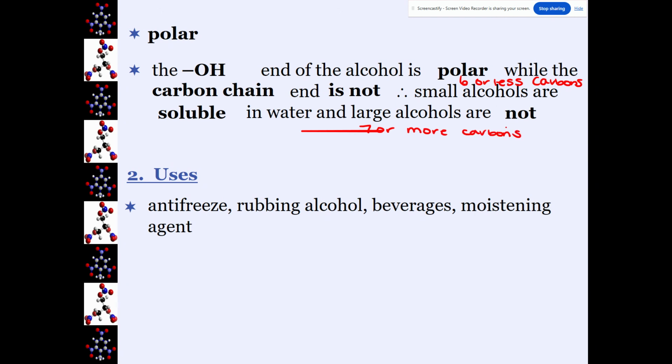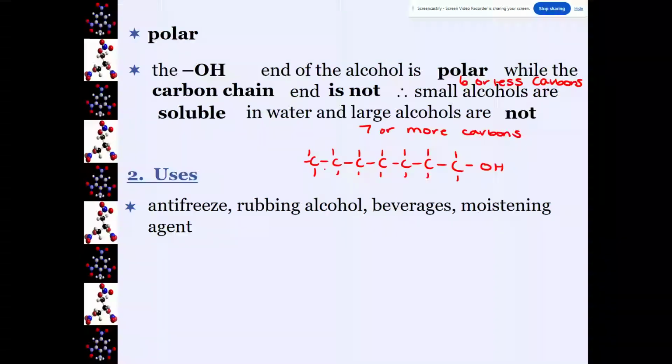Okay, so it depends on the length of your chain, because again, if you have an alkane, right? 1, 2, 3, 4, 5, 6, 7. There's an OH branch on one end, but the rest of the compound is tetrahedral with terminal hydrogens, which would make it kind of nonpolar. So even though the OH is a polar end, the rest of it is nonpolar, so it makes it not soluble if it's large, okay? So small alcohols, 6 or less, will be soluble, large will not. Some examples are antifreeze, rubbing alcohol, beverages, moistening agents.